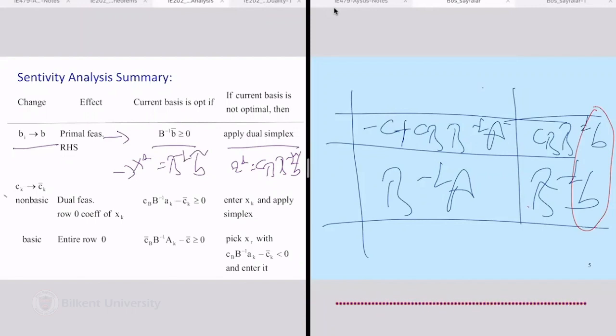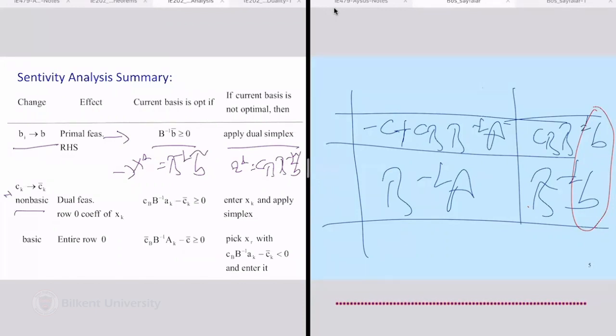Okay. Changes in the objective function coefficients. For non-basic variable, only one entry in row 0 is changing. You just see if that entry is still valid or not, non-negative or not. If the non-basic variable's coefficient in row 0 became negative, that means that variable wants to enter the basis with the new cost coefficient, objective function coefficient. So you apply standard simplex. If not, if the current solution is still feasible, if row 0 is still non-negative, nothing.